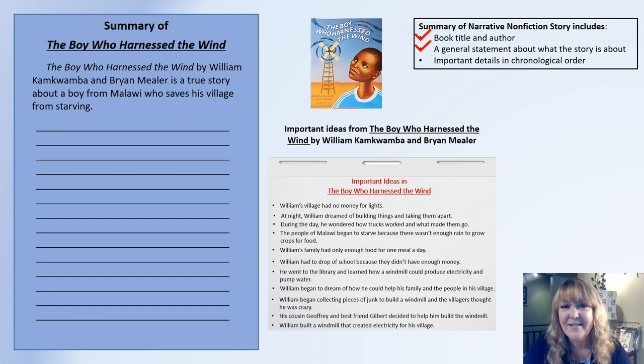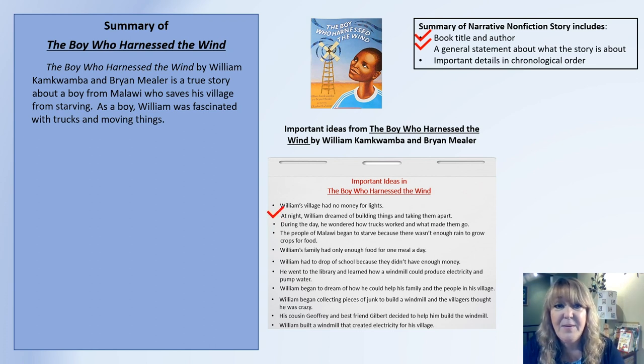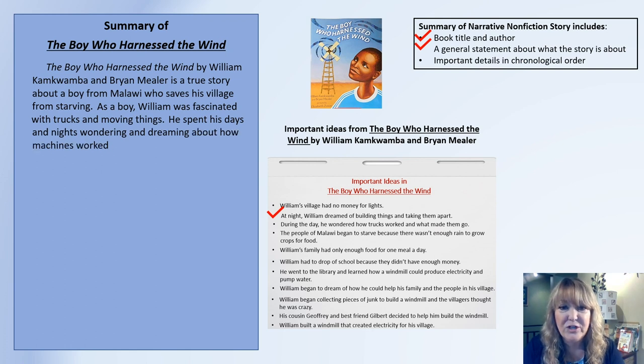Okay, welcome back. How did you do with your summary? Let's take a look at some of the important ideas that you may have included in your summary, and we'll add that to our page. In looking over our list of important ideas, one of the things that came to mind to talk about next is that when William was a boy, he was fascinated with trucks and moving things. Another thing that came up in the story is that he spent not only his nights, but his days wondering and dreaming about how machines worked.